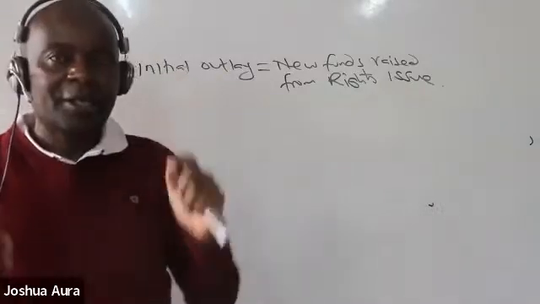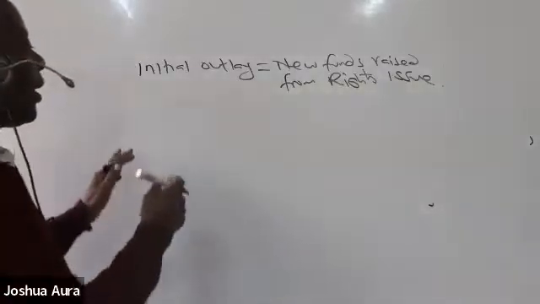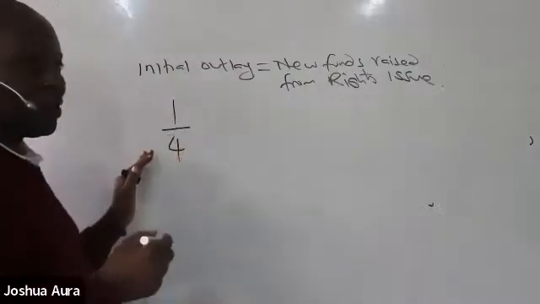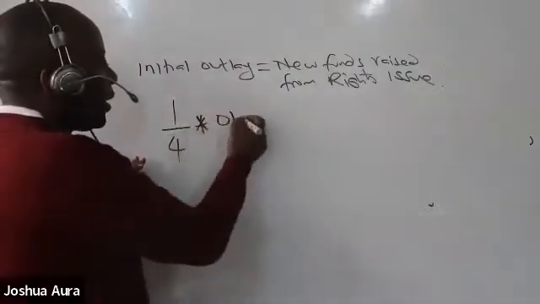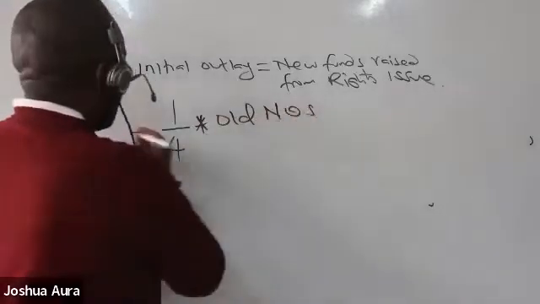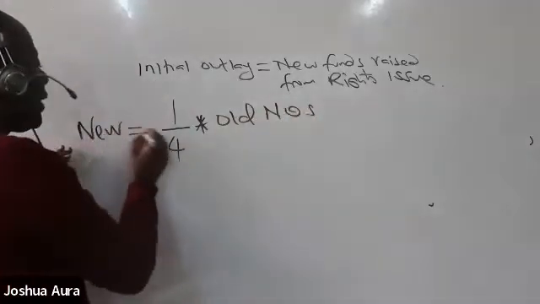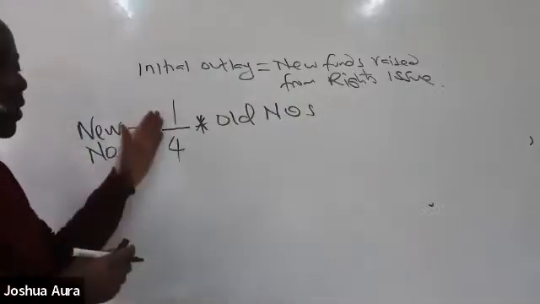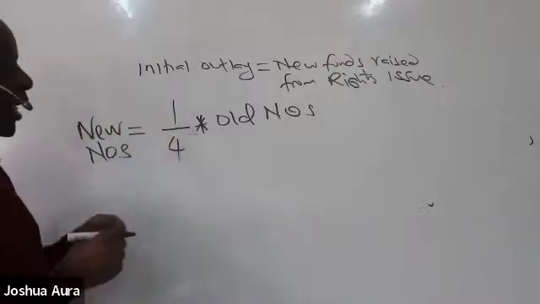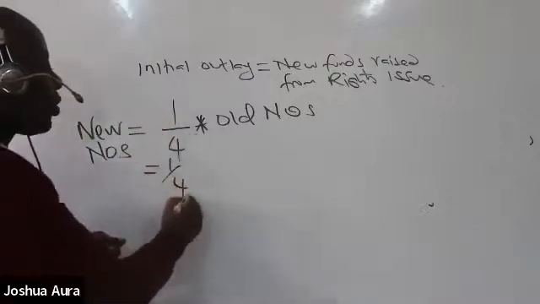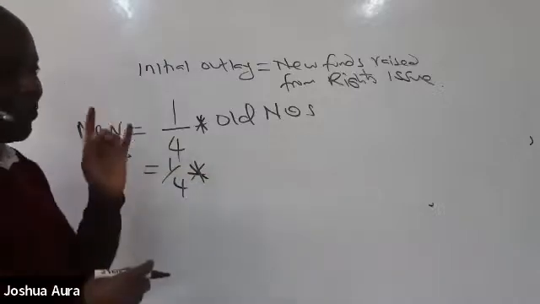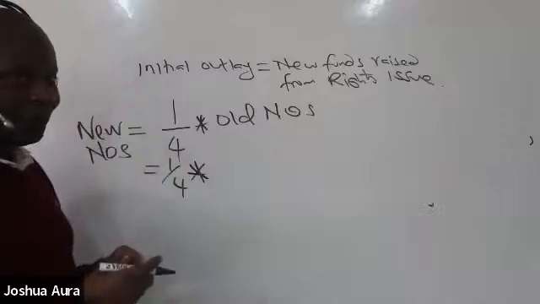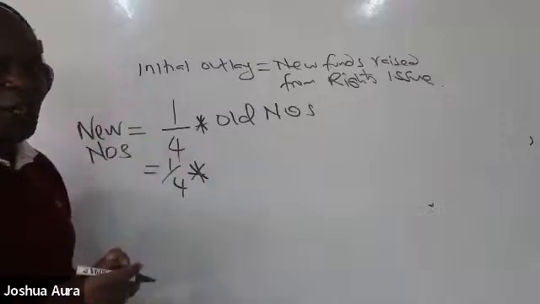Okay, ladies and gentlemen. In this case, we know that the rights issue is 1 out of 4 times the old number of shares. If we do it this way, we shall be able to get the new number of shares. The new number of shares will be 1/4 times the old number of shares. Is there somebody who can remember the old number of shares? 10 million or 1 million? Remember, we got some numbers somewhere, isn't it?